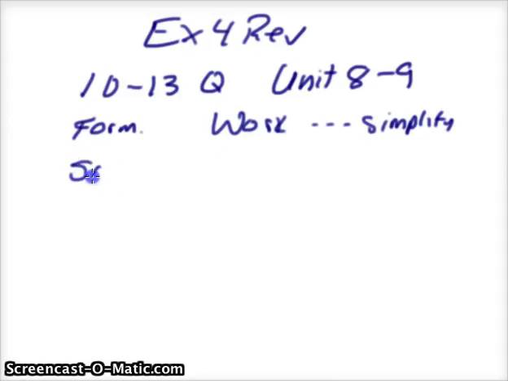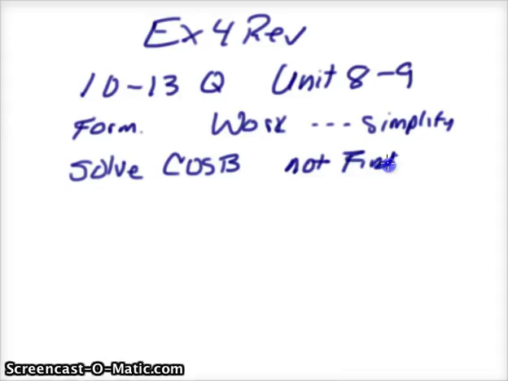Now, sometimes in a question you may see something like this: solve for cosine of b. Okay, solve for cosine of b. I'm not asking to say find angle b. Okay, I'm not asking for the angle. I'm just asking for cosine of b.